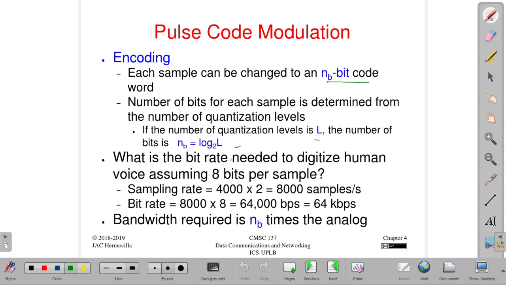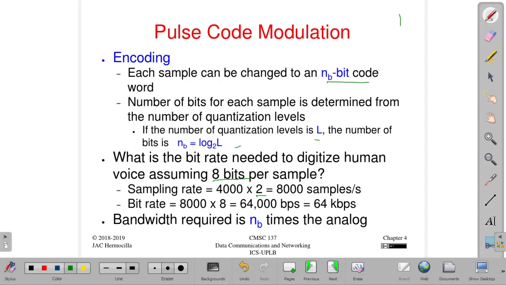So an example is, what is the bit rate needed to digitize human voice assuming 8 bits per sample? Okay. So first we need to compute the sampling rate. Recall that the bandwidth of human voice is between 0 to 4 kilohertz. So what we do is we multiply 4,000 by 2. We said that the sampling rate should be twice the highest frequency.